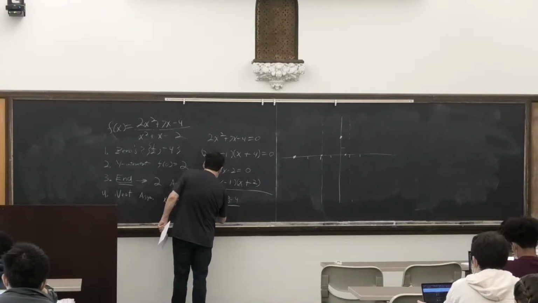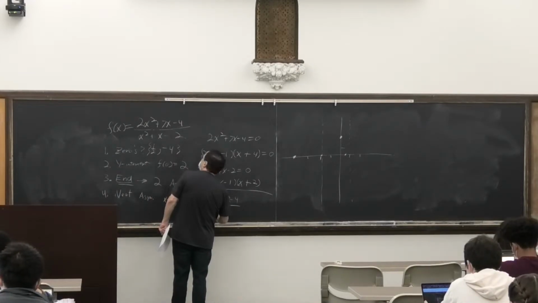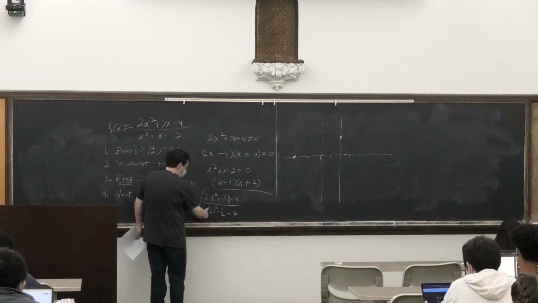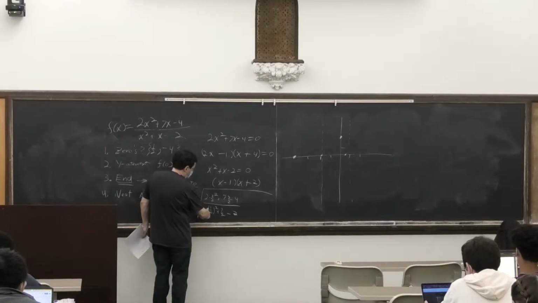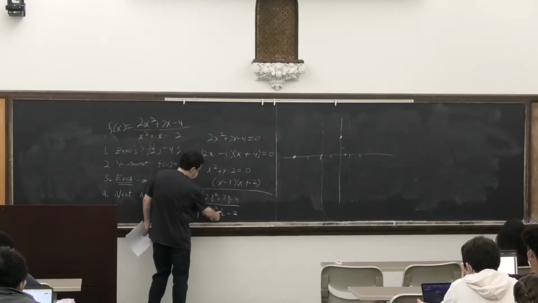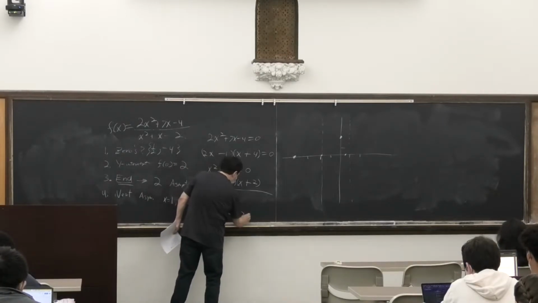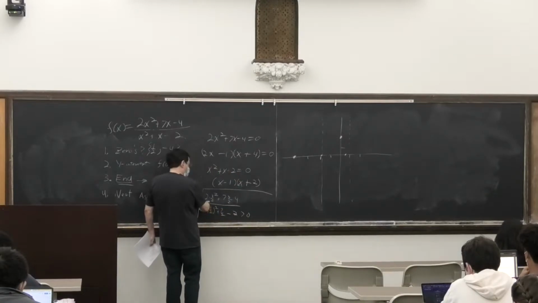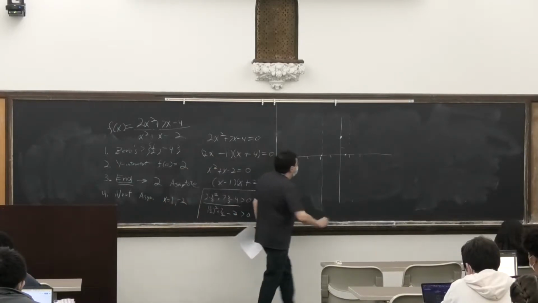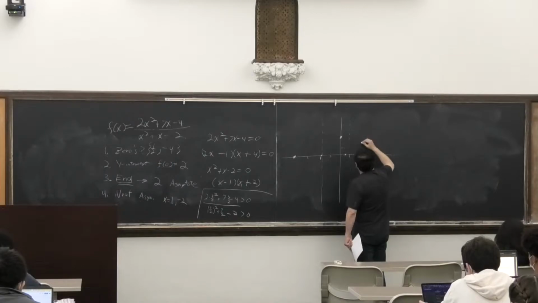3/2 squared plus 3/2 minus 2. So we have 9/4 plus 6/4 is 15/4. Well, that's a lot more than 2, so this is greater than 0. And what do we have here? Well, it's already obviously greater than 0. So we know that as we head into this, it's going to be going up.